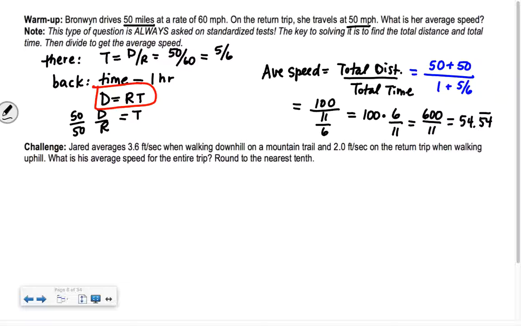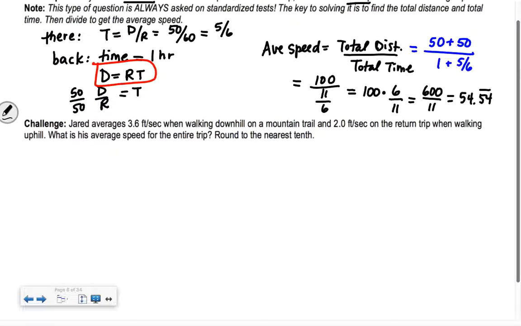Yeah. All right, so this is kind of the same thing. It says Jared averages 3.6 feet per second when walking downhill on a mountain and 2.0 feet per second on the return trip when walking uphill. What is his average speed for the entire trip? Round to the nearest tenth. The only difference is we didn't say how far he was traveling. So you can let it be anything.